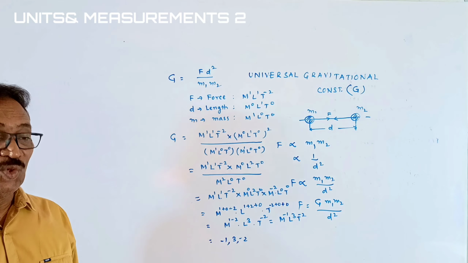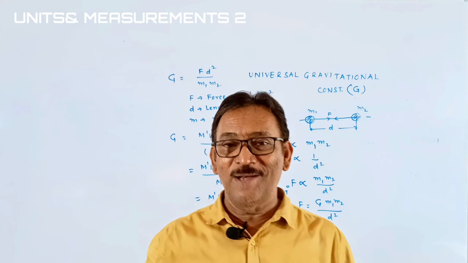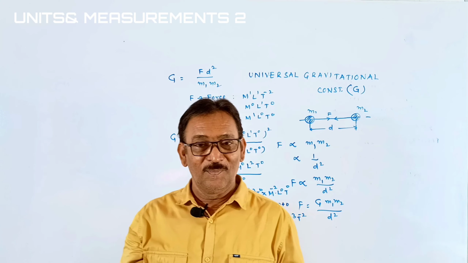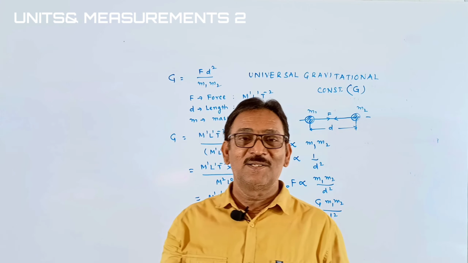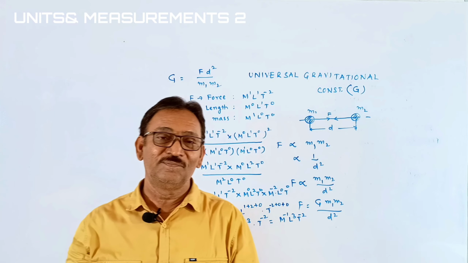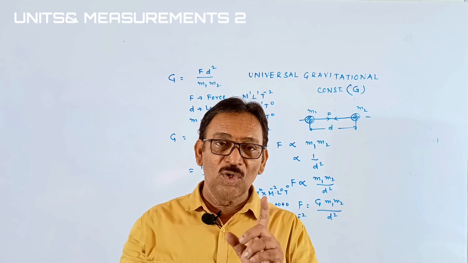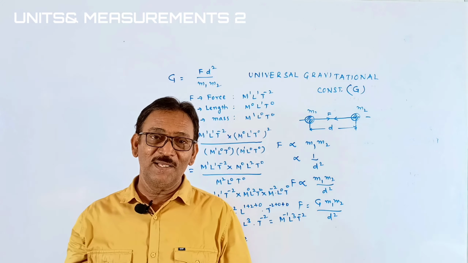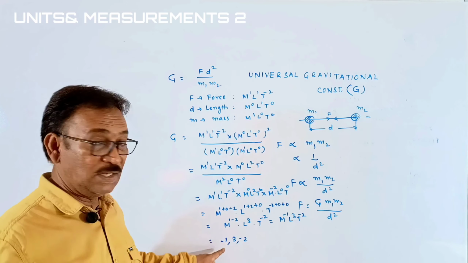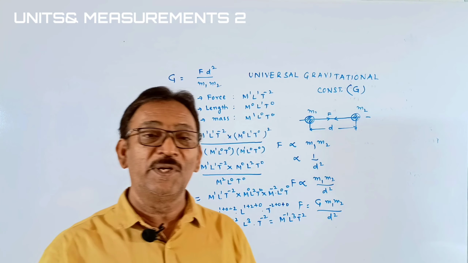Listen, students. This dimensional formula has its own speciality. It is the only physical quantity in entire mechanics which has negative dimensions of mass. Remember this. Universal gravitational constant is one and only physical quantity which has negative dimensions of mass. See, the dimension of mass is minus 1. It is a very important question for competitive exam students.